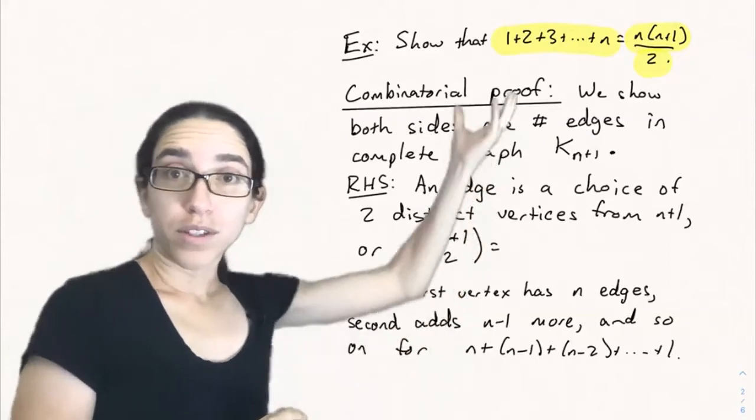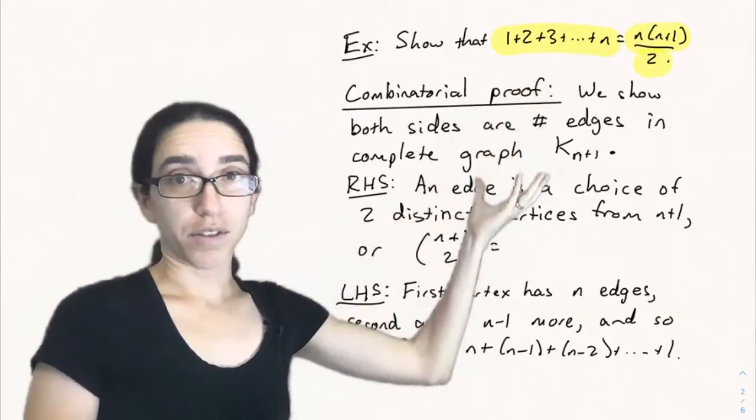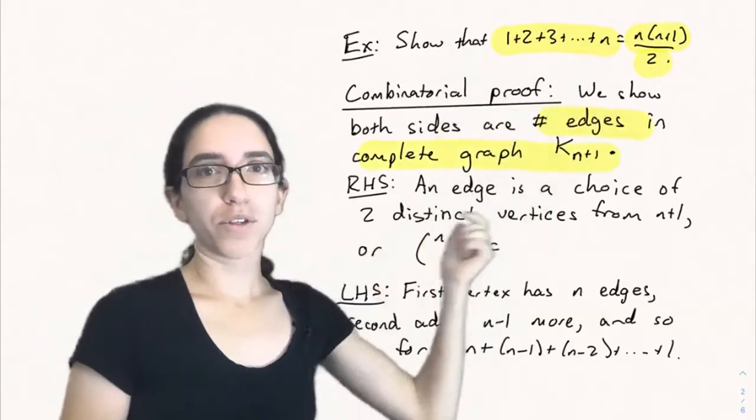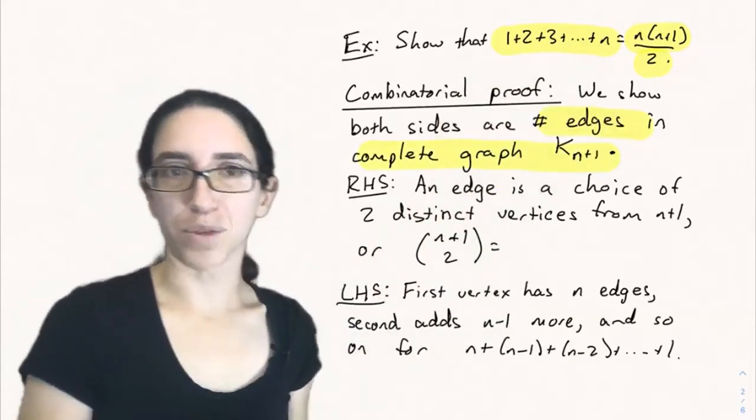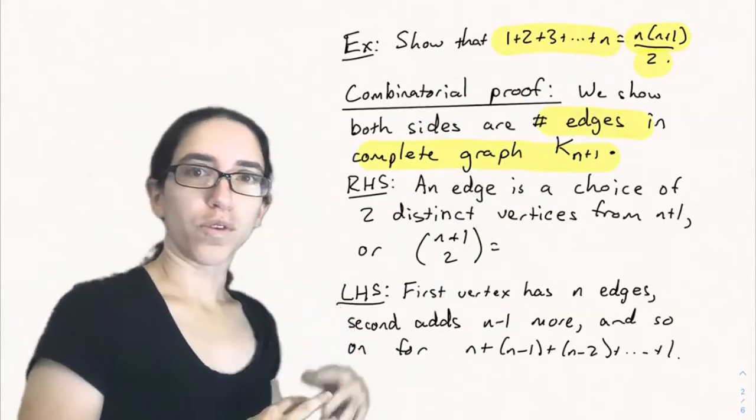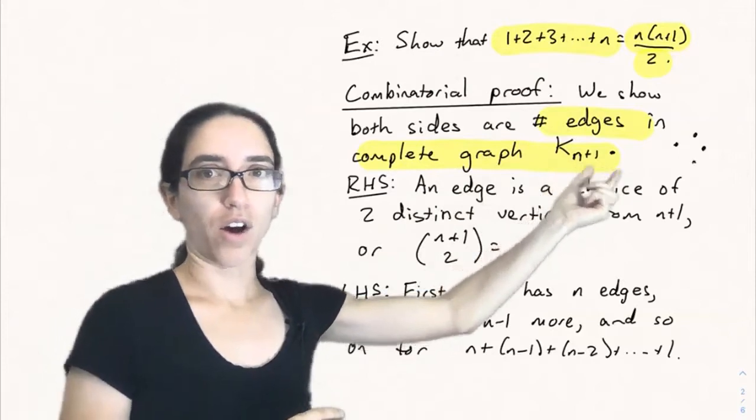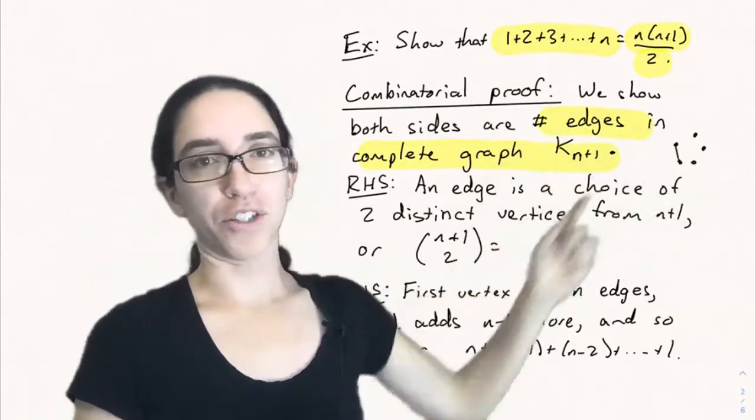Remember, we used to look at triangular numbers in the context of complete graphs. So let's show that both sides count the number of edges in the complete graph K sub n plus 1. So remember, a complete graph is the graph on n plus 1 vertices where all the edges that can possibly be drawn are drawn.